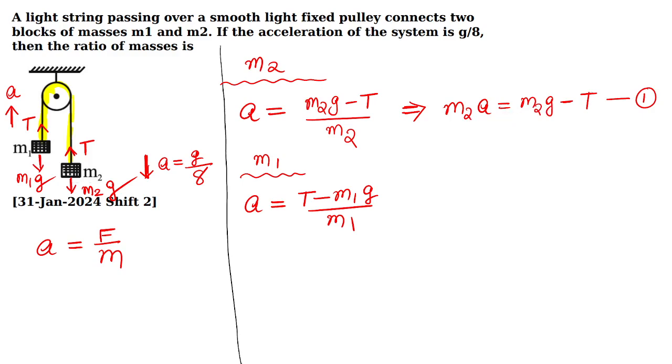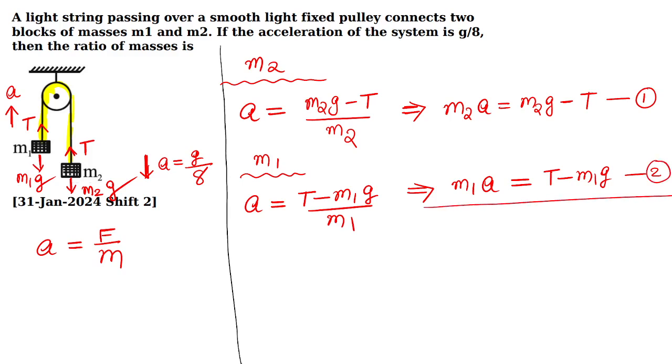Why do I cross multiply? Because I know I don't need T. Without finding tension, we can proceed. Can I do the cross multiplication here also? Yes. If I do the cross multiplication here, you will get M1A. And the right side is T minus M1G. That is equation number 2. I got two equations.